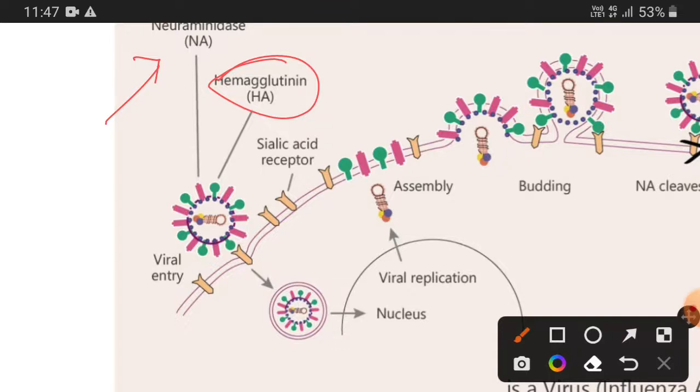Clear? So on the surface of their target cell there is a special type of receptor present which contains polysaccharide terminating with sialic acid. That is known as sialic acid receptors. So hemagglutinin will interact with those sialic acid receptors. That is how they mediate their entry.